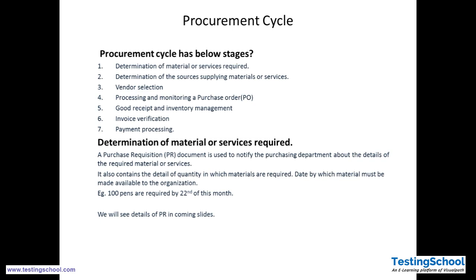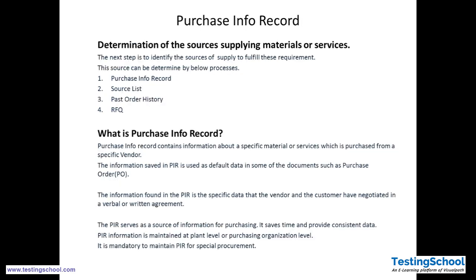The second part is source determination, sources of supplying the material. In SAP, there are 4 ways through which we can determine the sources of supply. One is purchase info record, second is source list, third is past order history, and fourth is RFQ, request for quotation.